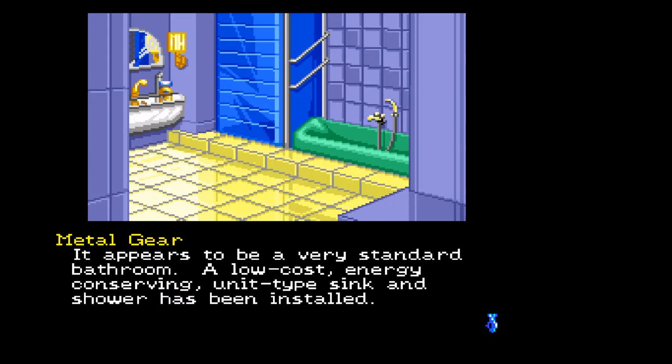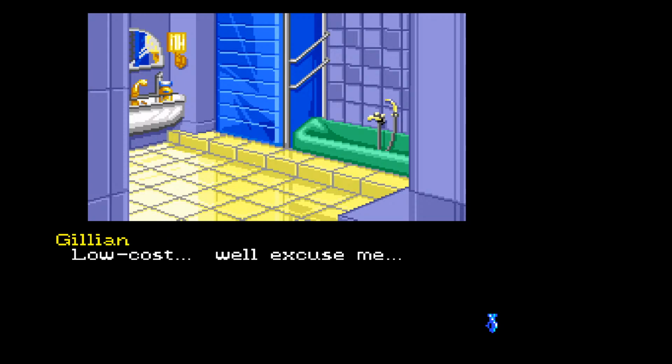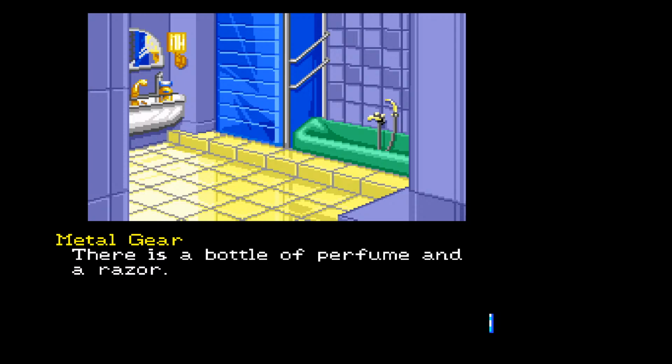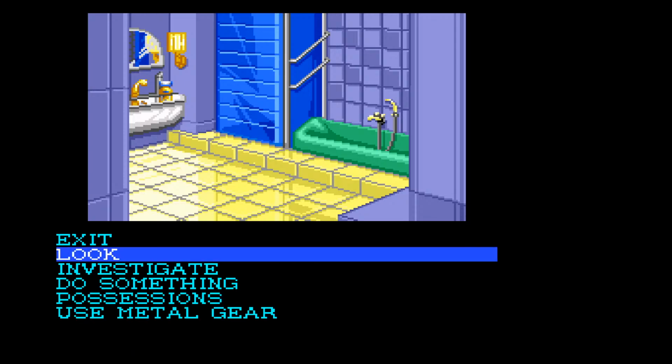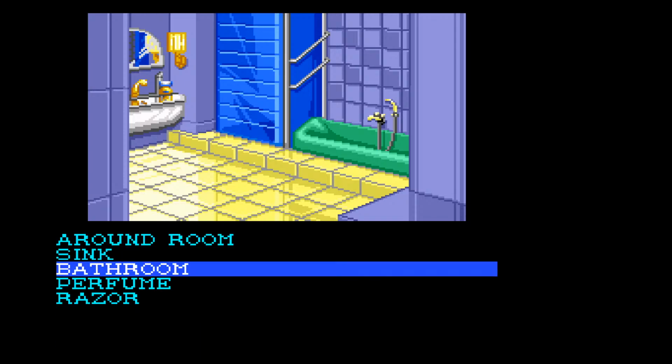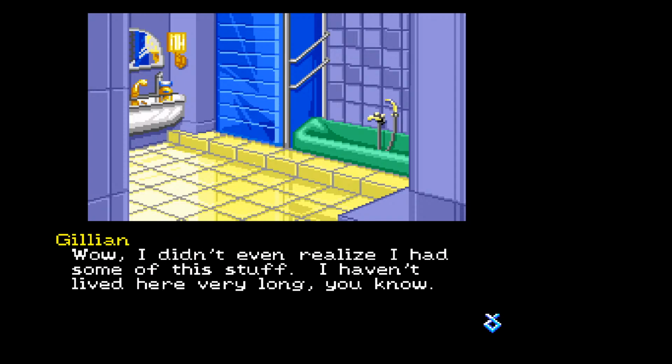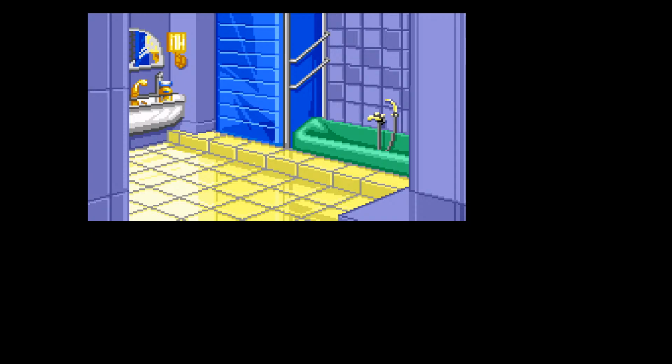A low-cost, energy-conserving, unit-type sink and shower has been installed. Low cost? Well, excuse me. There is a bottle of perfume and razor. This toilet has the latest HealthPot TM physical fitness analyzer installed. Wow, I didn't even realize I had some of this stuff. I haven't lived here very long, you know.